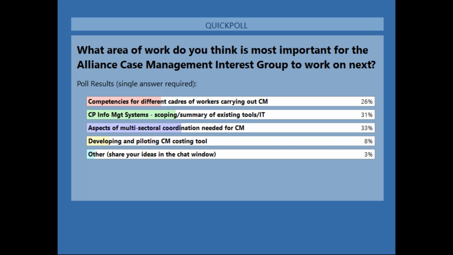Another popular answer is the topic of the competencies for different cadres of the social service workforce working on carrying out case management. So these are the 3 most popular answers, and they will certainly help us in our further thinking about the next steps of the interest group.